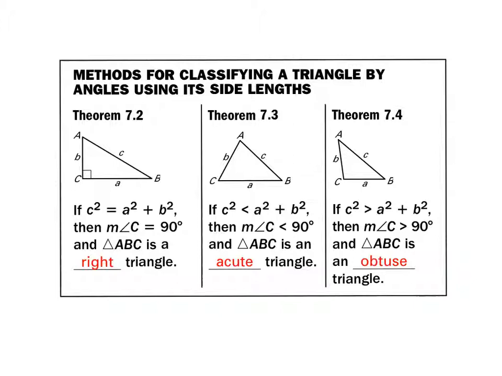So this is a summary of all three combined. The first one is the Pythagorean theorem, c squared equals a squared plus b squared. If that's the case, then angle C is 90 degrees, and we have a right triangle. If c squared, the longest side squared, is less than a squared plus b squared, we have an acute triangle. If c squared is greater than a squared plus b squared, then we have an obtuse triangle. I want you to be aware of this.